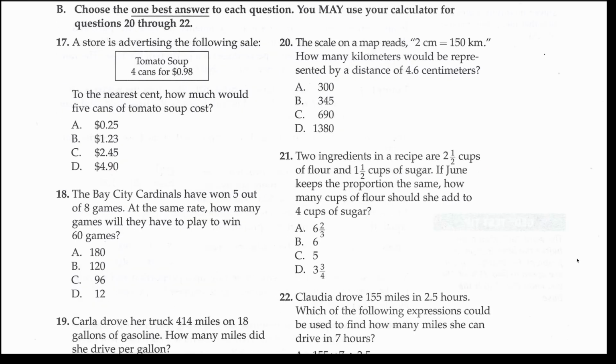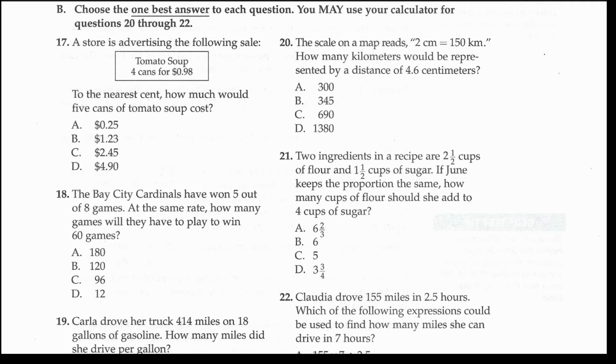Now let's work with part B. Part B says choose the one best answer to each question. You may use your calculator for questions 20 through 22. So number 17, 18, and 19, we can't use calculator, so please do not use it.